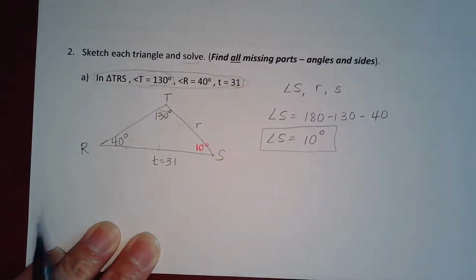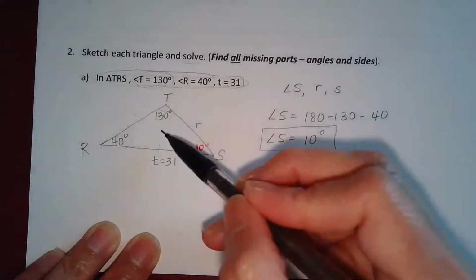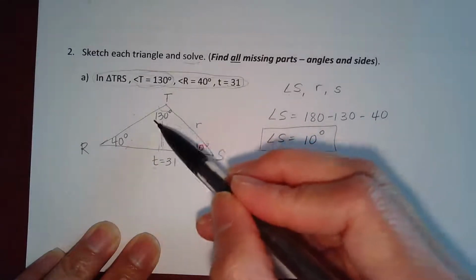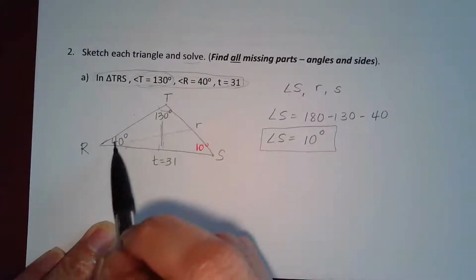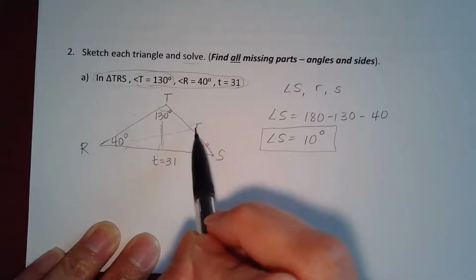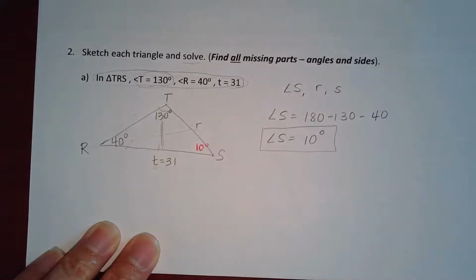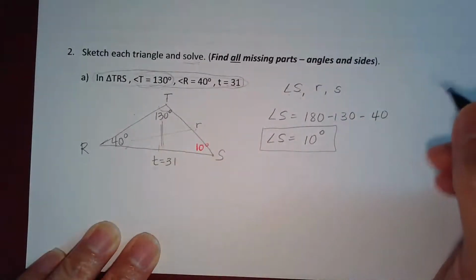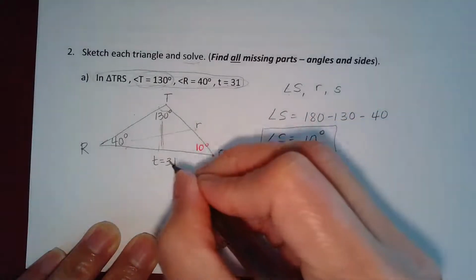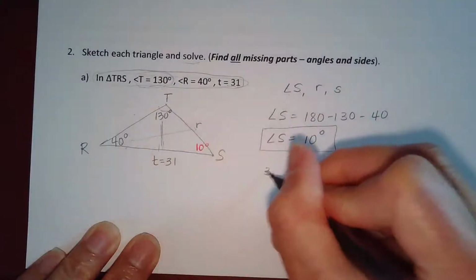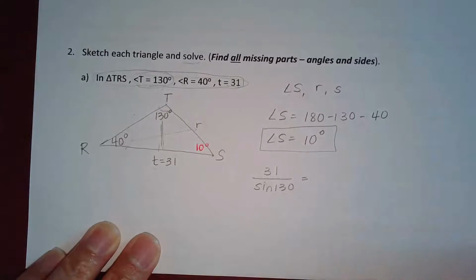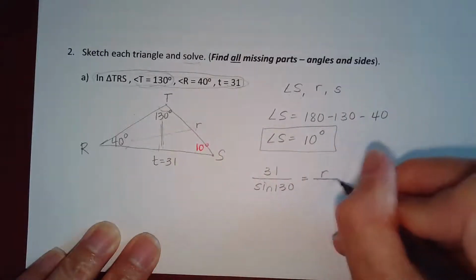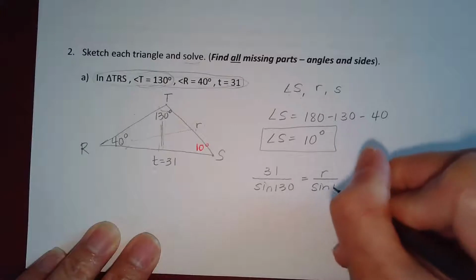Now, what else can we do? I see there's a complete ratio here: the angle of 130 and side T, 31. And then I can look at this too. I've got the angle there, and I'm just missing one piece of information. So I can use the sine law to figure that out. How do I do that? Start with the complete ratio. 31 divided by the sine of 130 equals side R divided by the sine of 40.